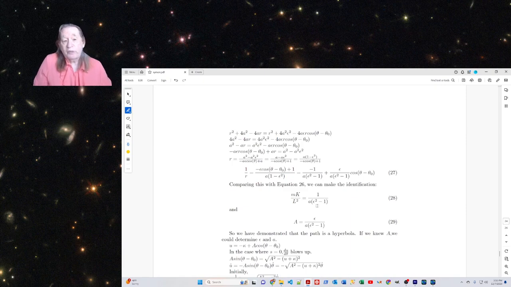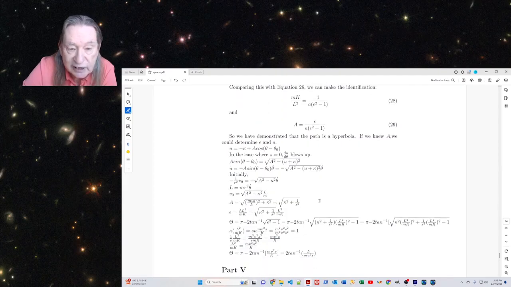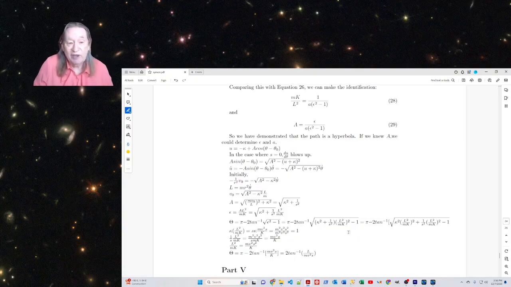A is half the difference between the 2 radii, so that determines the scale of the hyperbola. And equations 28 and 29 give the correspondence. On the left of the equal sign are the parameters of the solution to our differential equation, and on the right are the parameters from the definition of the hyperbola. All that remains now is to determine A and theta naught.